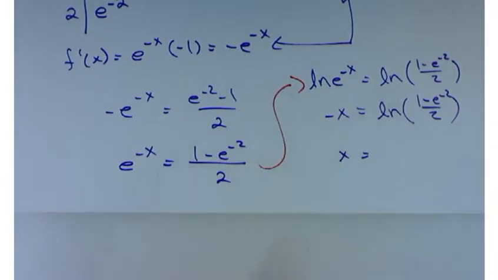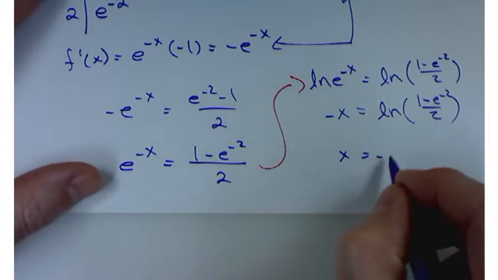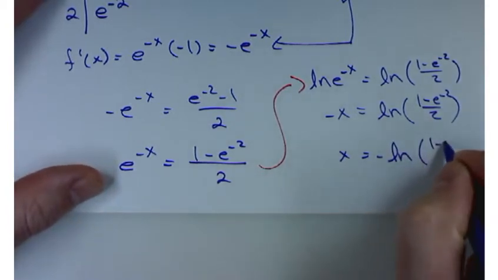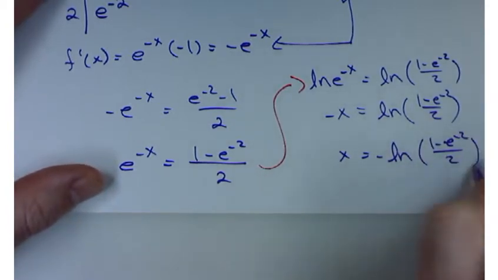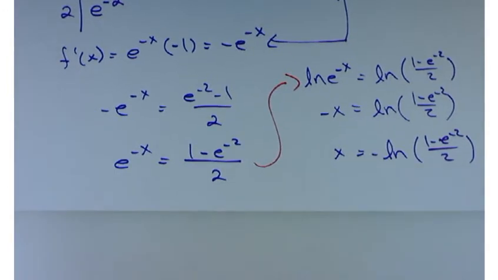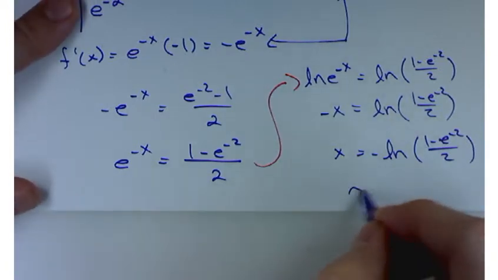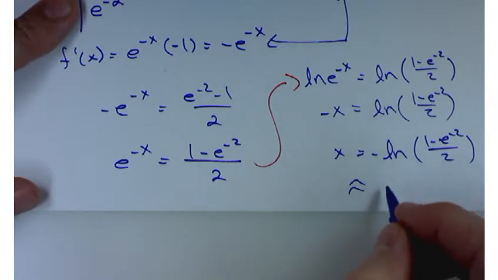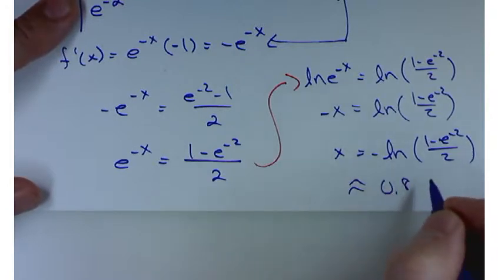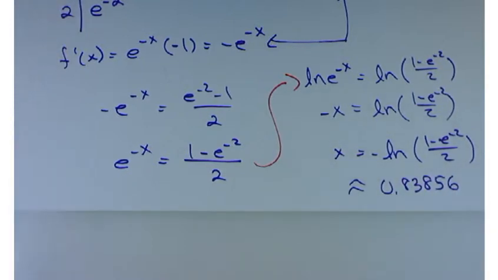And if I multiply both sides by negative 1, even though it's not really a very friendly looking number, this should be the point at which I can type in and get the slope of the tangent line to equal the slope of the secant line. And numerically speaking, this is about 0.83856. That's about what that is. So at that point, I should see the slope of the tangent line equal the slope of the secant line.